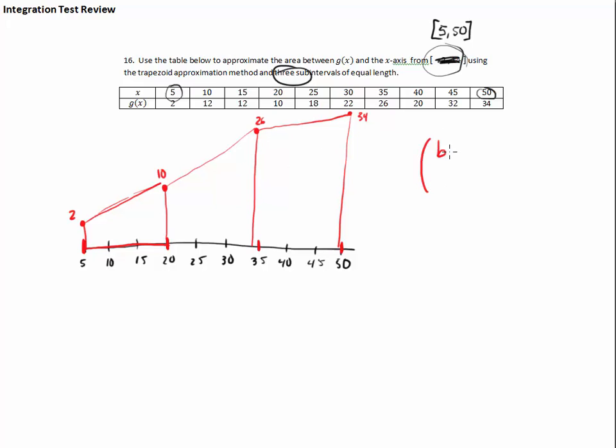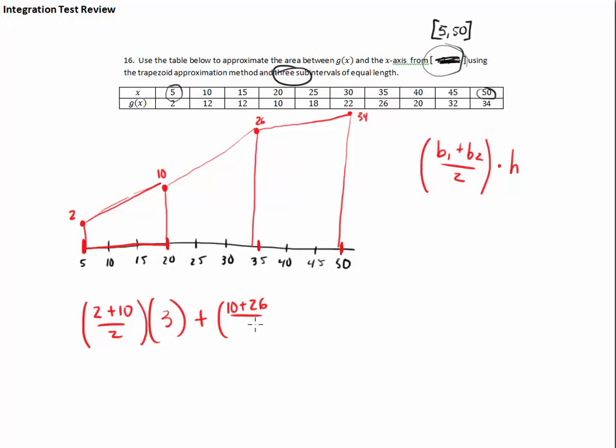Remember, the area of a trapezoid is the average of the bases, those are the sides that are parallel to each other, times the height, which is the distance between those 2 sides. So it's going to be this length right here. For this trapezoid, I've got my 2 bases, 2 plus 10, cut that in half, times the width, which is 3, plus 10 plus 26 divided by 2 times 3, plus 26 plus 34 over 2 multiplied by 3. Figure all that out.